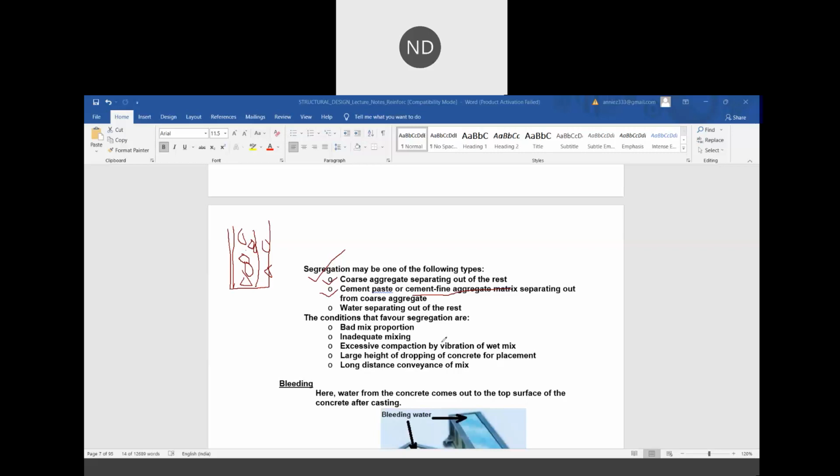Okay. So the other one is water separation out of the rest. Water may leak due to excessive water when you are mixing the concrete. The mix proportion is not good, your water content is more, or due to any reason your water may leak. You have seen in some structural members that there is leakage of water. You will see marks of those liquids sliding down, or you will see some patches. So that is the separation of water from the rest of the materials.